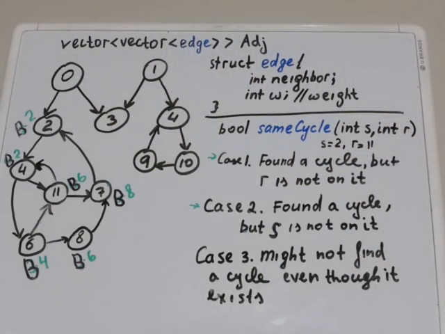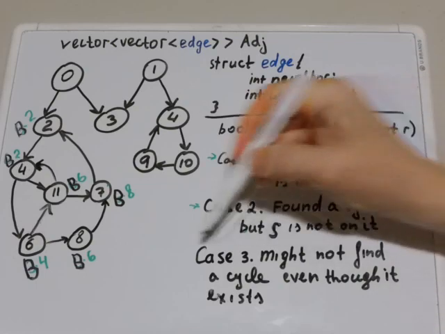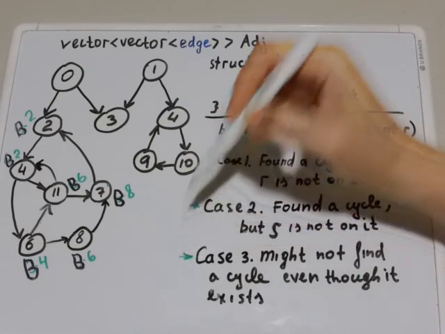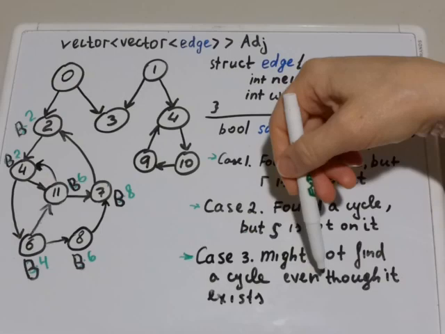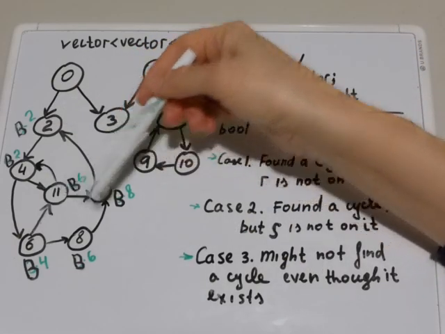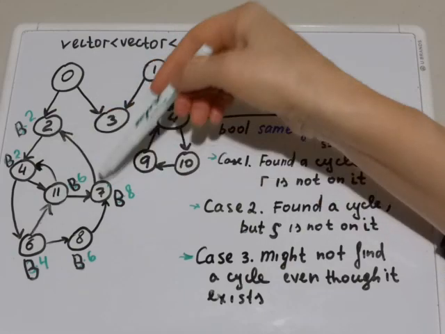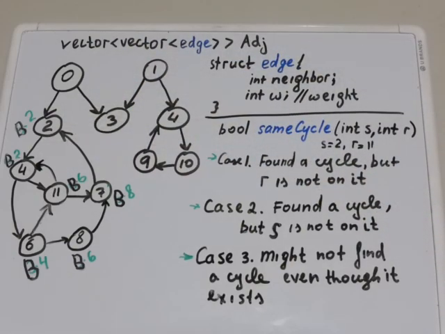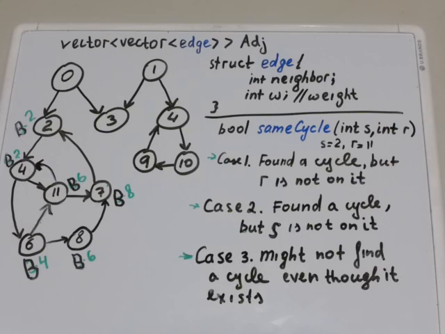Notice that this procedure, which concludes our case 3, might actually not find a cycle on which both 2 and 11 lie, even though that cycle exists in this graph. That means that we cannot really count on this method. Can we come up with something else? And indeed, we can come up with something else by doing the following.